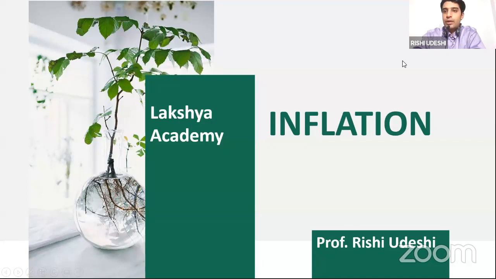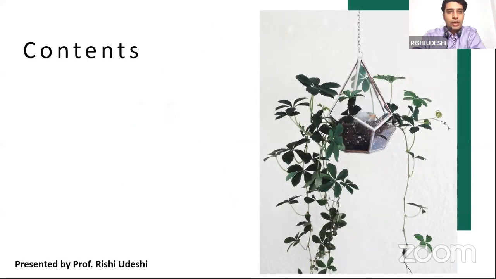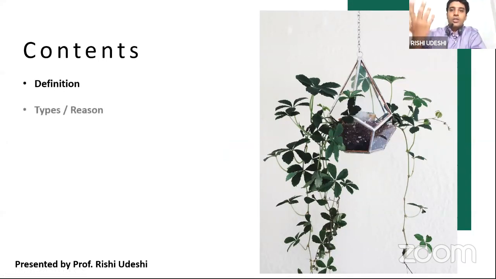So this was something which we had dealt with in the first lecture. The first chapter, in general, was inflation. Apart from this, we had discussed the definition of inflation, the types and reasons of inflation. Which were they? There were four types, okay? Demand pull, supply push or cost push, monetary inflation, and internal or external inflation.